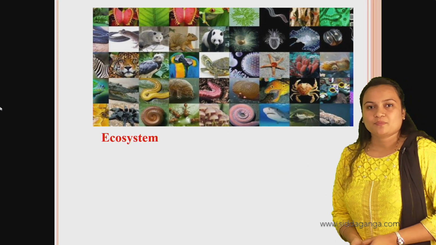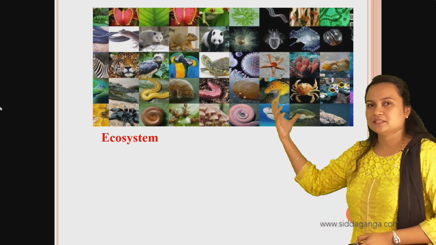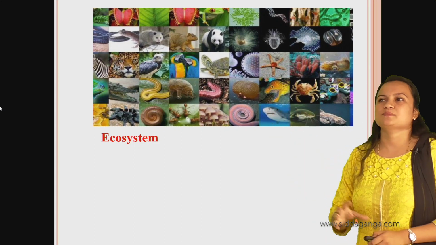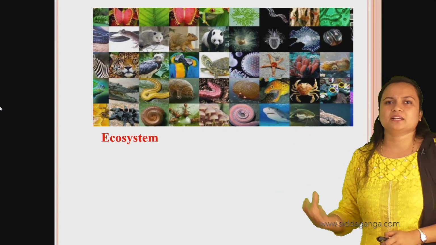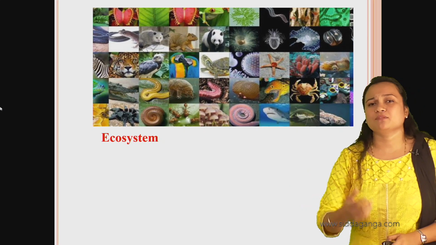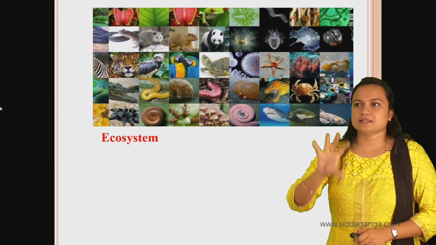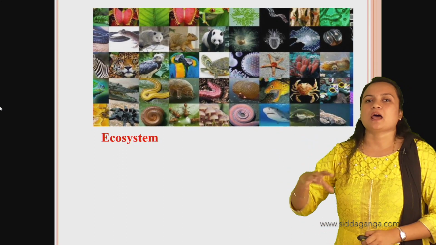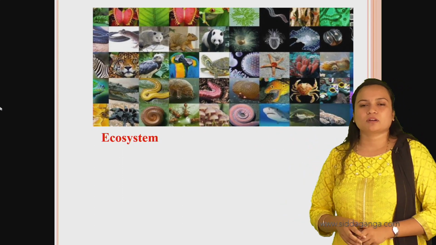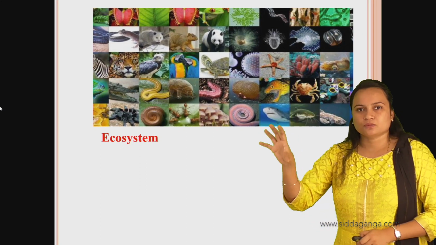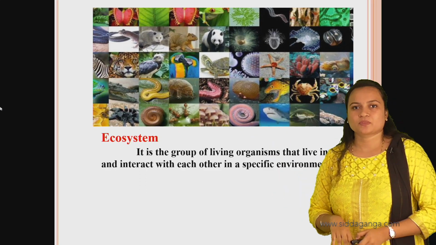What is an ecosystem then? These varieties of organisms live in some geographical area. For example, take the forest. The forest is a geographical area with different varieties of organisms. That is called an ecosystem.